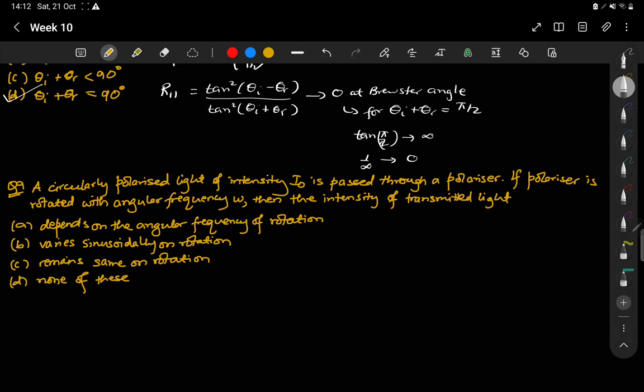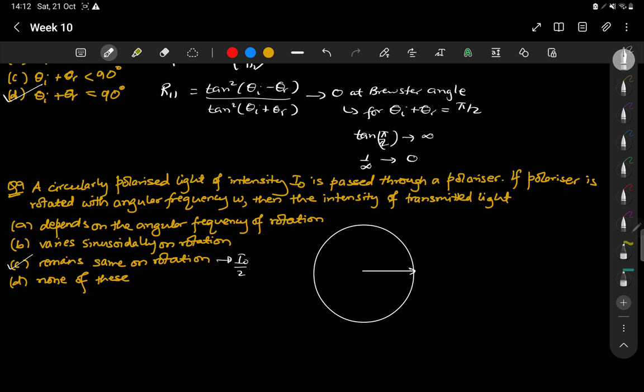Okay, so the correct answer is option C. It remains the same on rotation, and the intensity in fact will be I naught over 2. Now if you recall, you might think this looks similar to unpolarized light, and the difference between circularly polarized light and unpolarized light when it passes through a polarizer is as follows.